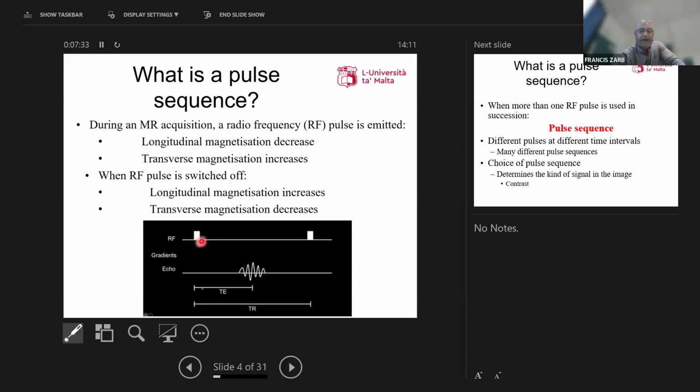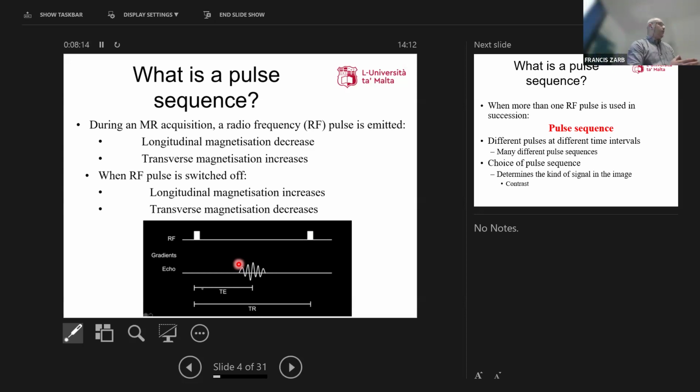When we say an RF pulse, that can be just one RF pulse or a series of RF pulses. And after a period of time, we have the acquisition, the echo. The echo is the acquisition of the signal. But most likely, a pulse sequence is not made up just of one acquisition, because the signal which we acquire from one acquisition would not be strong enough or of good enough quality to produce an image.